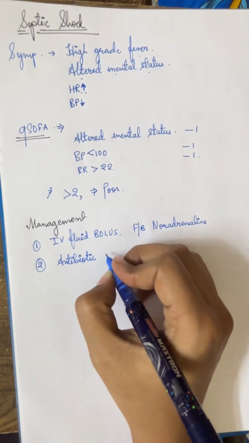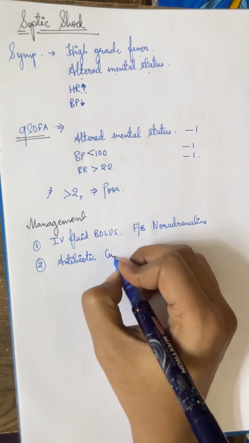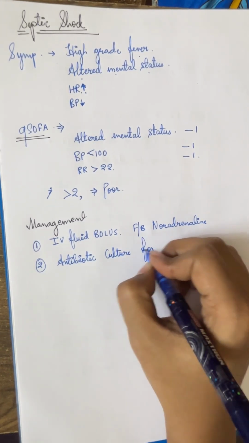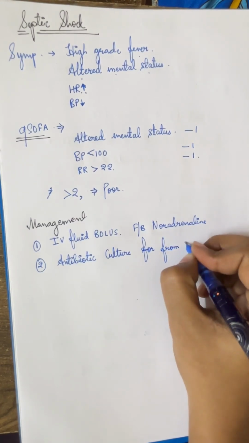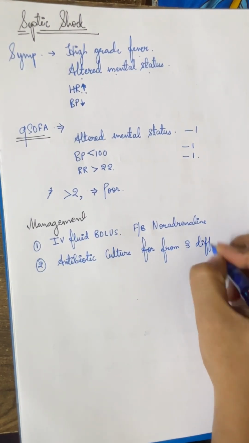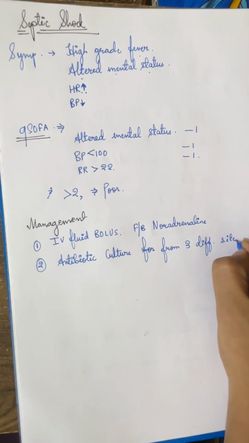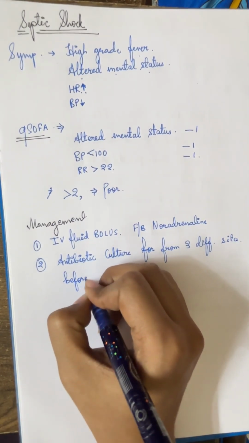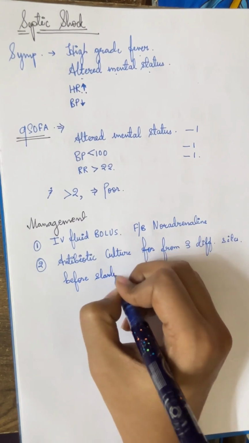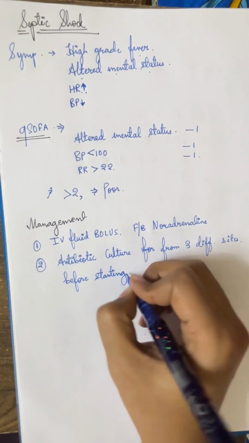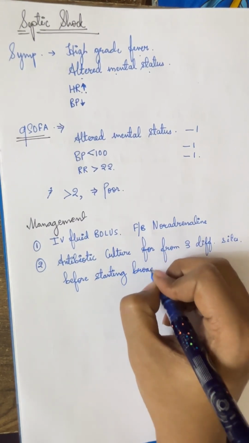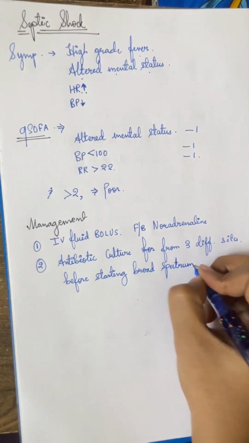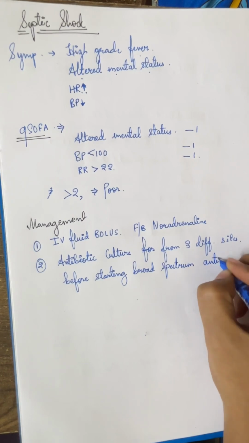So obtain antibiotic culture from 3 different sites before starting broad spectrum antibiotics.